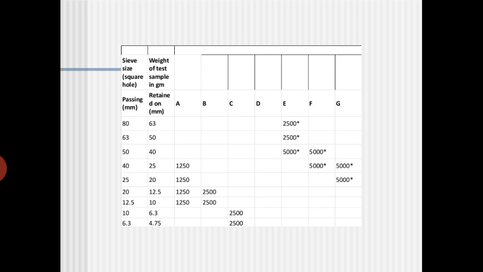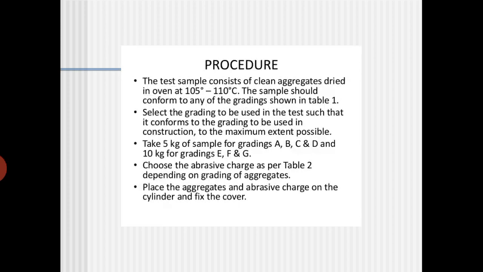And if you go to E, F, G, that is a total of 10 kg. 2500, 2500, then 5000. So that is a total of 10 kg. Then F, if you go, it is again 10 kg. Then if you go to G, it is 10 kg. So this is table 1. This is how you have to select it. That is only what they have told.